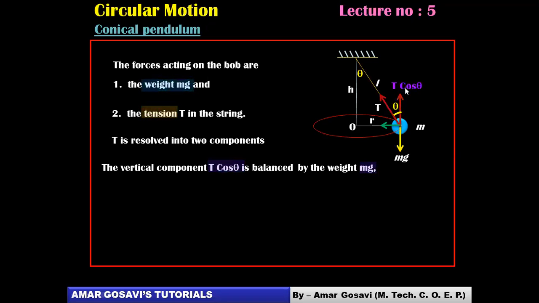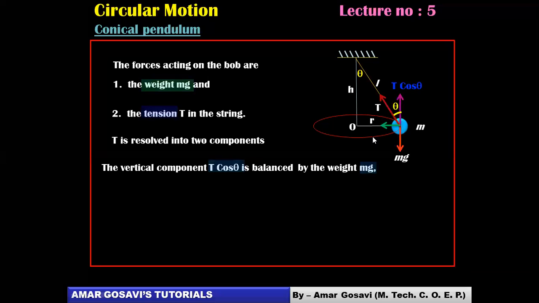Now, if you observe the entire picture over here, this T cos theta is balancing the weight, meaning they both are equal. Had the weight been more than T cos theta, then what would have happened? This bob would have moved vertically down. But because it's not moving, it is stable, we can conclude that T cos theta will entirely balance the weight mg over here. So this is about the first component, friends, that is T cos theta.